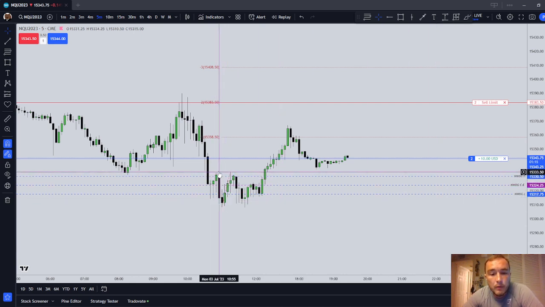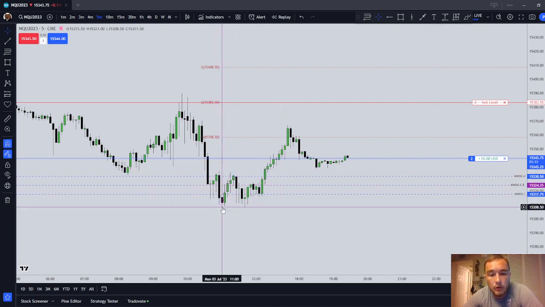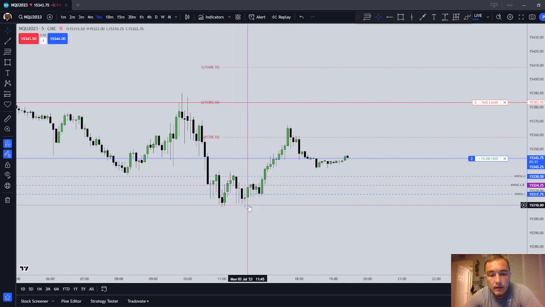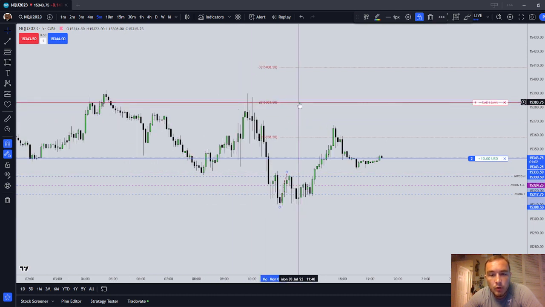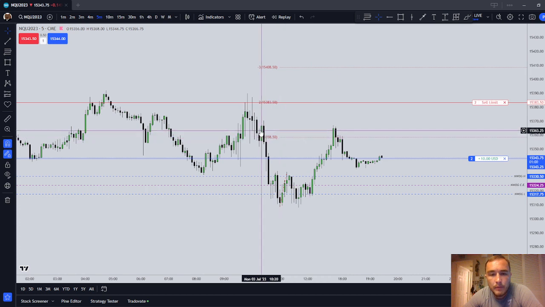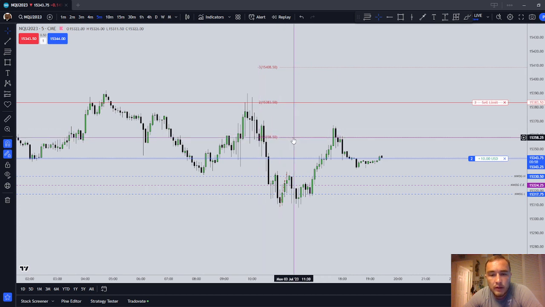So here was our breaker block. This was a low, a high, a slightly lower low. Take the swing from A to B here. Standard deviation projection should give us a liquidity target. We came up to the midpoint of this order block. That was one standard deviation.